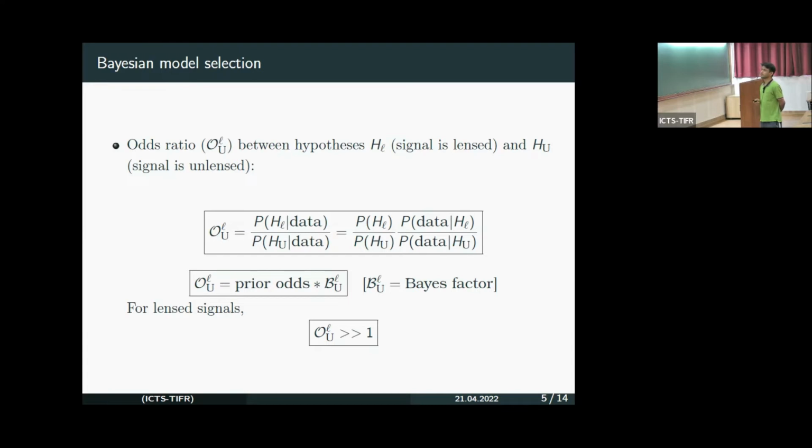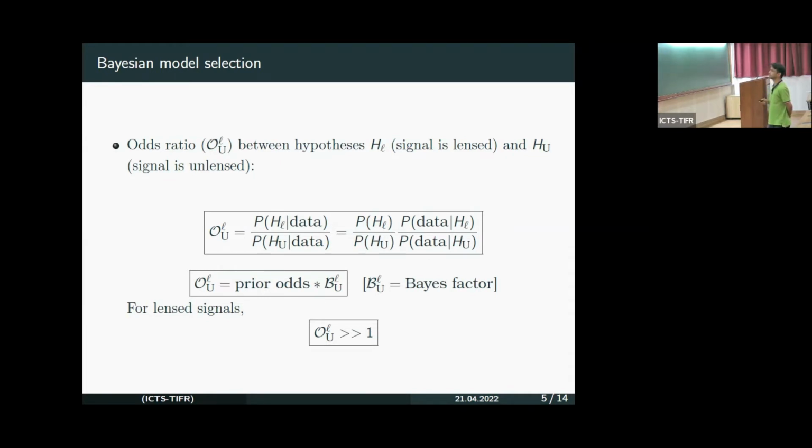This is called a posterior probability distribution. The definition is the posterior of HL, that is, the signal is lensed given the data, over the other one, that is, your signal is unlensed given the data. This can further be divided into two quantities. The first one is independent of your data. That's why it is called your prior odds.